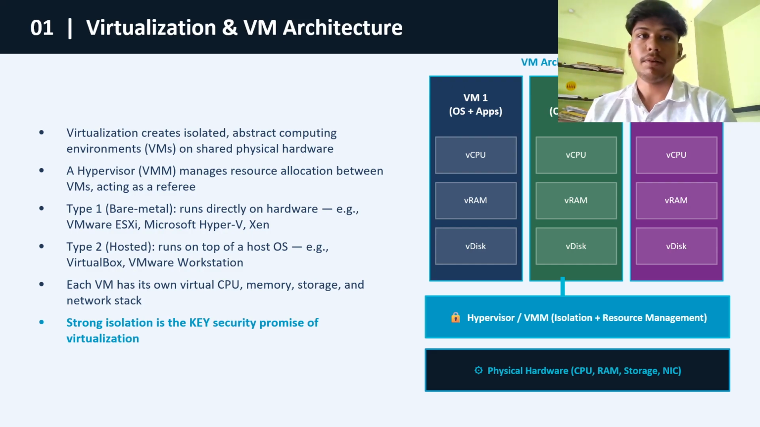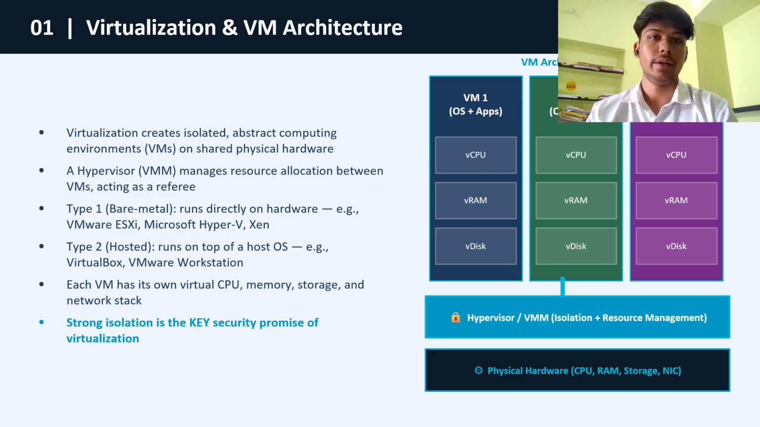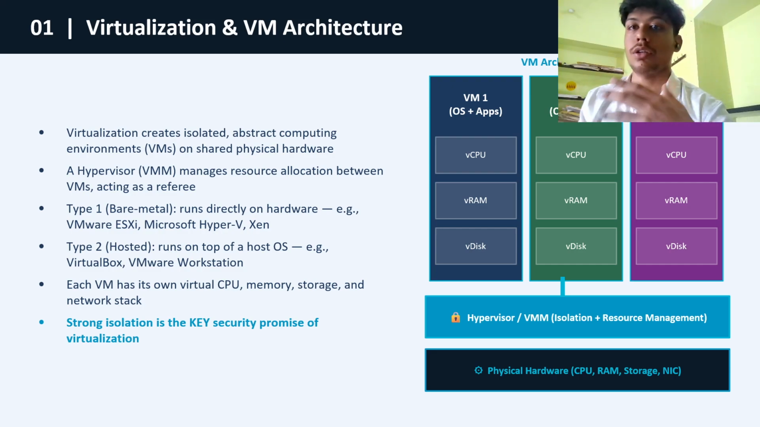There are two types of hypervisors. The first type is the bare metal hypervisor. This runs directly on the physical hardware, with no operating system underneath it. Examples are VMware ESXi, Microsoft Hyper-V, and Xen. These are what big cloud providers like AWS and Azure use. It is fast and very secure.